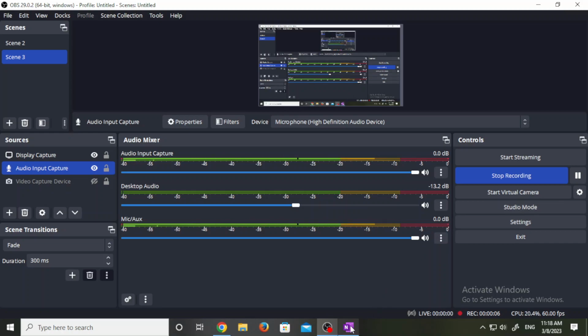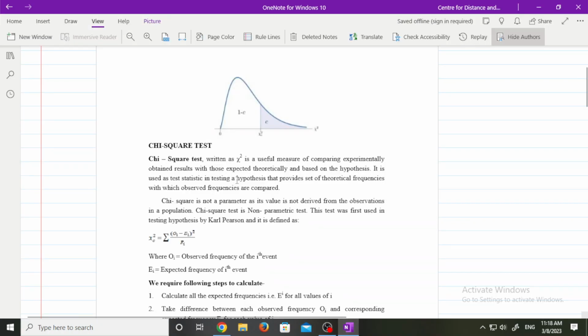Today we are going to learn the chi-square test. This is the symbolical form of chi-square, and it is a useful measure of comparing experimentally obtained results with those expected theoretically and based on the hypothesis.